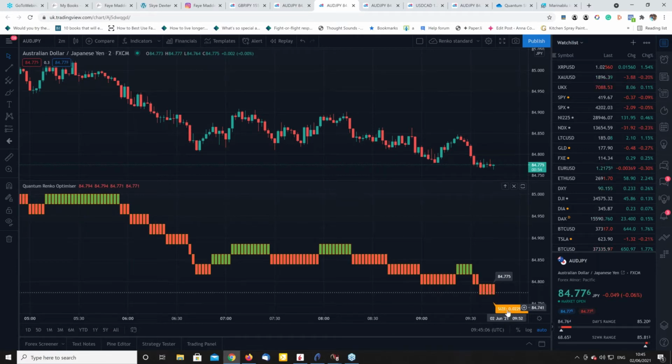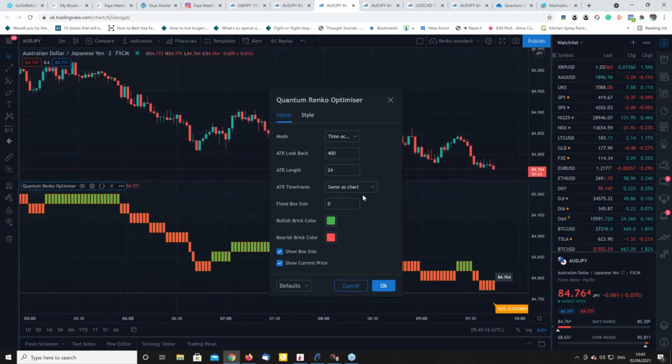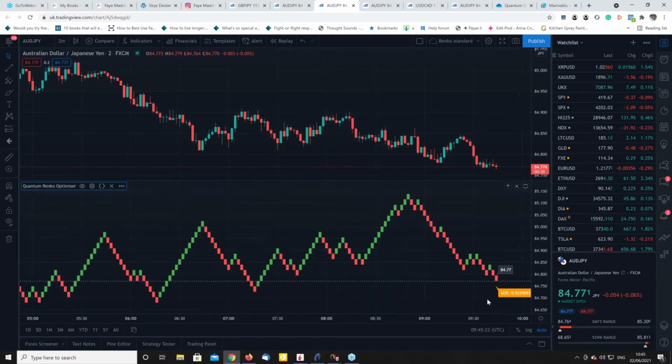And in addition to that, it's also optimized. So this is optimized at 2.2 pips at the moment. So this is on the optimal setting, but it's very easy to switch back to the other variant. You can do it here. So you've got 2 options here. You've got the time accurate, or you can change it back to the traditional, and you just click OK, and now you're back on the traditional Renko.